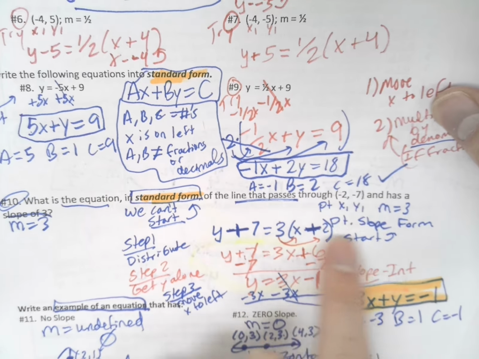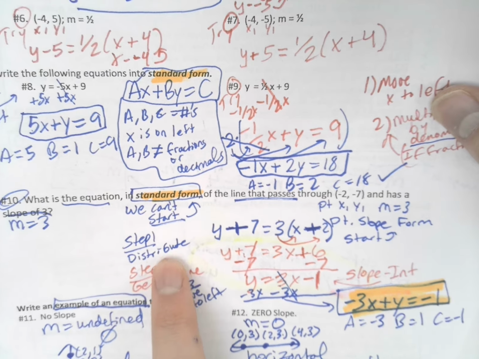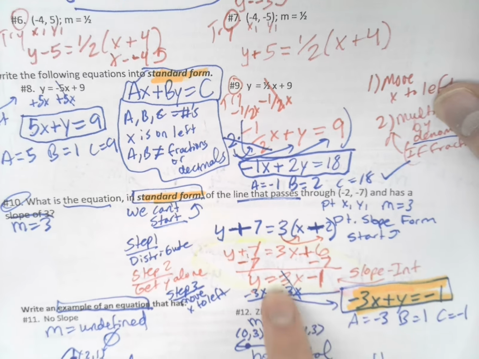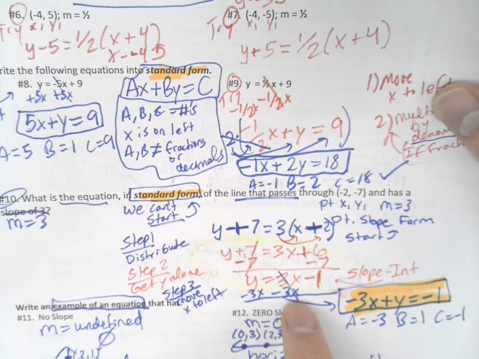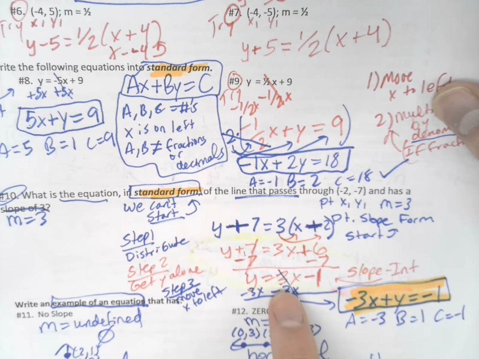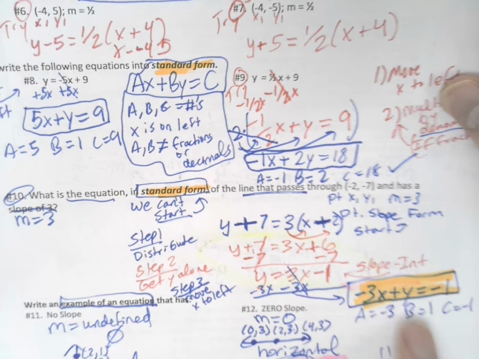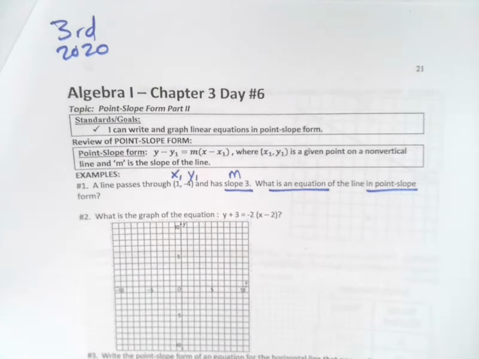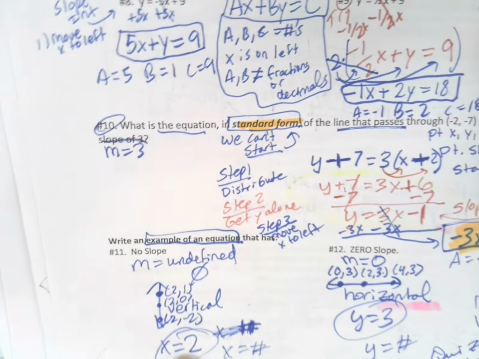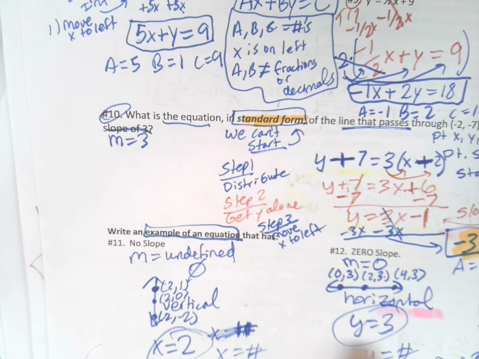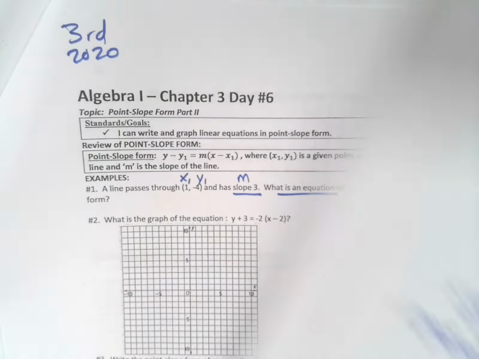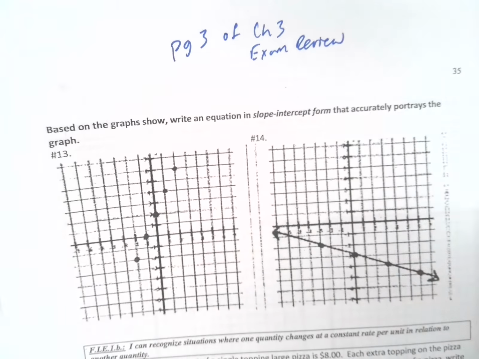We talked about starting with point-slope form, distributing and getting y alone to get slope-intercept, and then from there, moving the x over to the left to get standard form. And we'd also discussed how to write vertical and horizontal lines with these equations. Okay? So today, we're going to build on that.